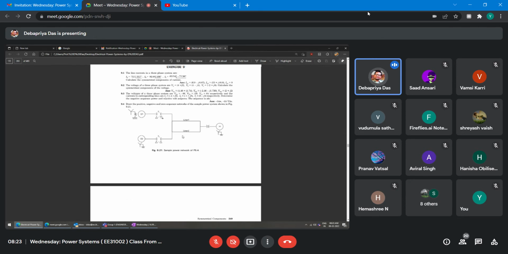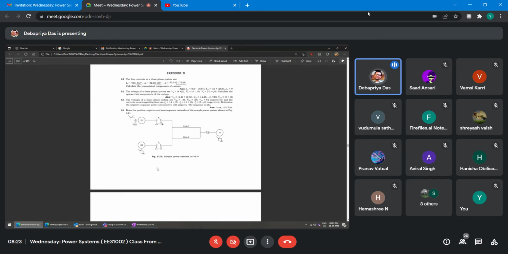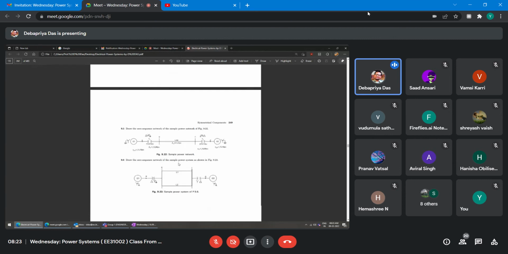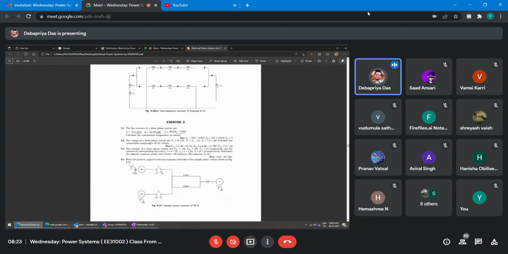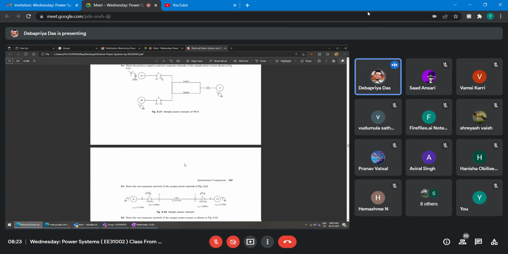Very simple assignment, no calculation. Only you will draw the zero sequence diagram and put that thing. But these numericals, whatever is given here, you must practice for your offline exam, right?